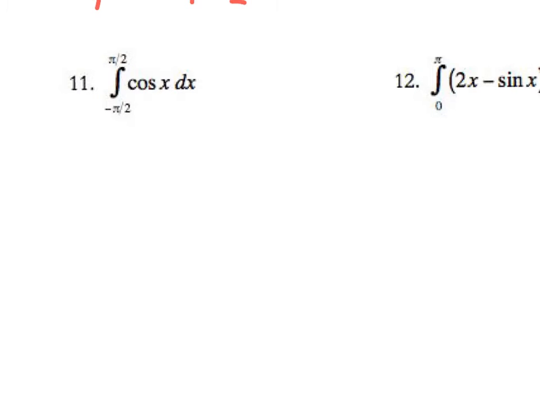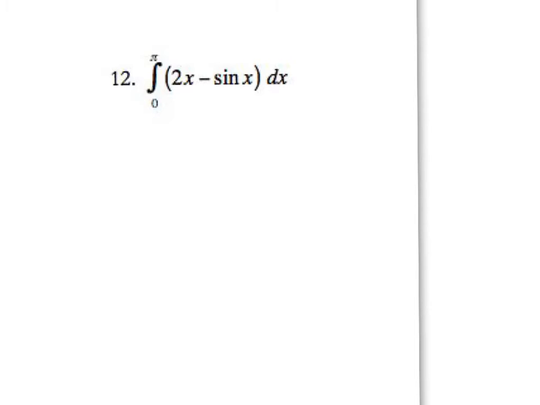Cosine of x from negative pi over 2 to pi over 2. And looking at this, what we're going to do is do the antiderivative, so we get sine of x, evaluated at pi over 2 and negative pi over 2. At pi over 2, sine of pi over 2 is going to be 1. Sine of negative pi over 2 is negative 1. We get 2 as an answer.